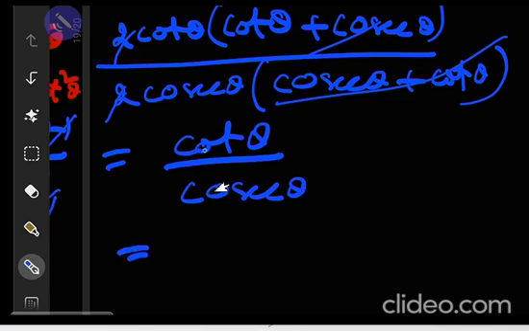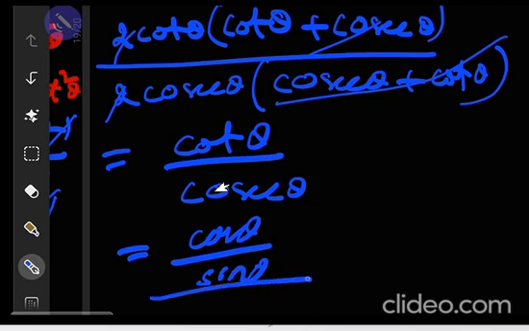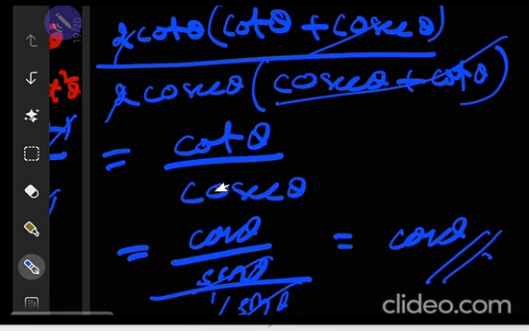Okay, so cot theta is nothing but cos theta by sin theta, whole divided by 1 by sin theta. Sin theta will get cancelled. We are left with cos theta. Right. So that's it from this exercise, and we'll move to the next exercise in the next video. Right. Thank you.